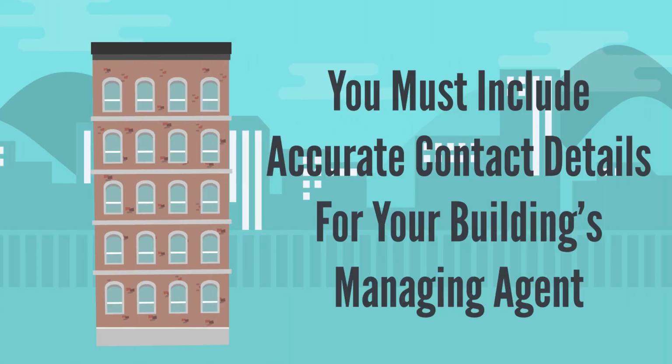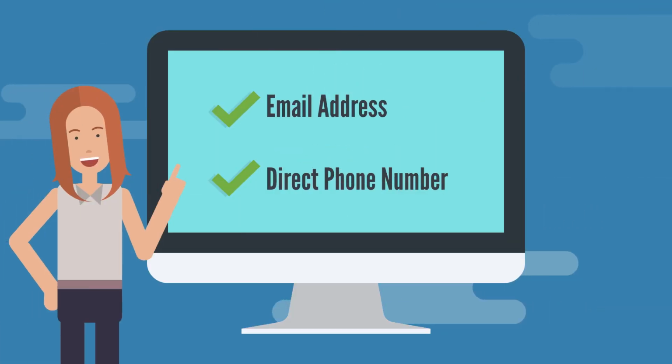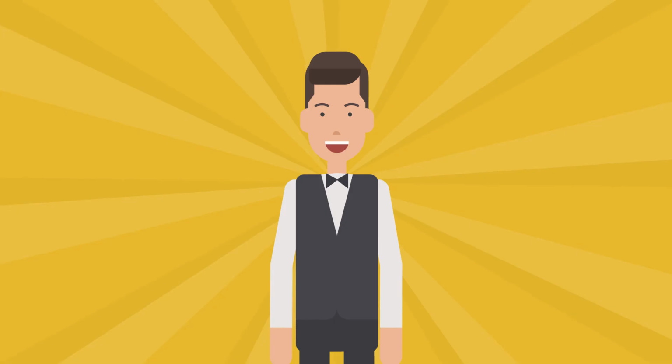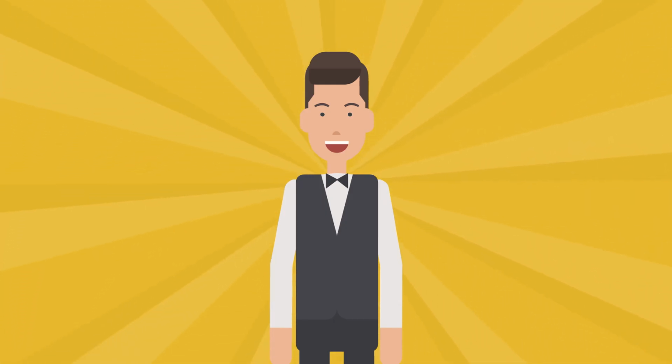If you're selling an apartment, you must include accurate contact details for your building's managing agent. This includes an email address and direct phone number or extension of the transfer agent. The transfer agent is a dedicated individual at the managing agent who handles resales.